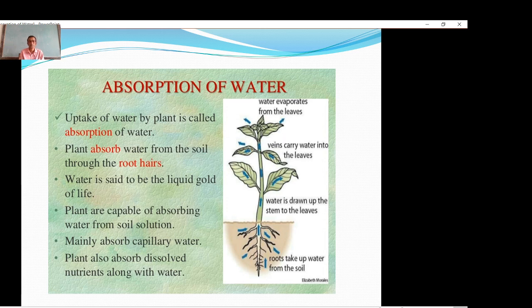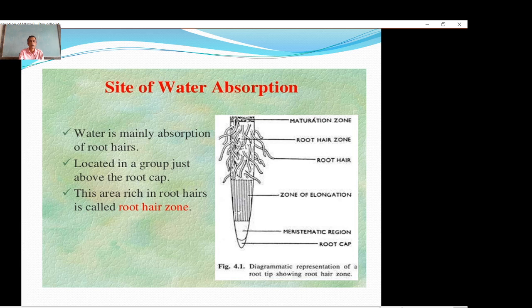In this topic we saw what is meant by the absorption of water. The root hair is responsible for absorption of water. In the next slide we see the actual structure of the root hair. Before that, first of all we see the site of water absorption. The site of water absorption is the root hair. Water is mainly absorbed by the root hair, and the root hair is generally present above the root cap.